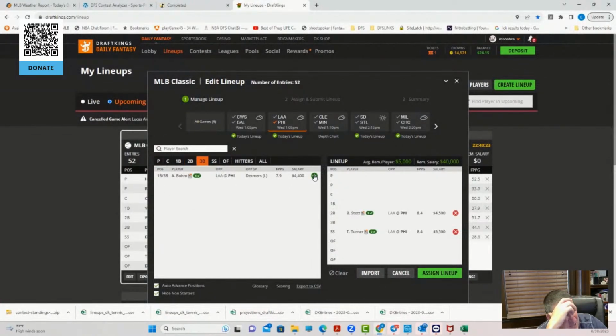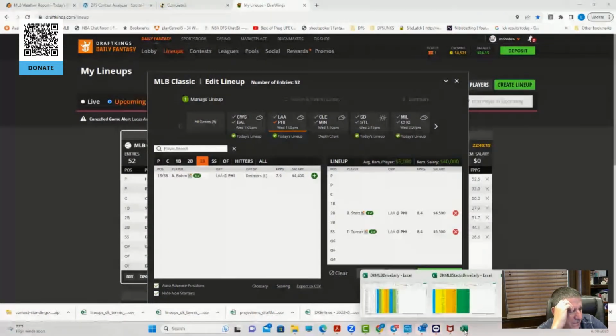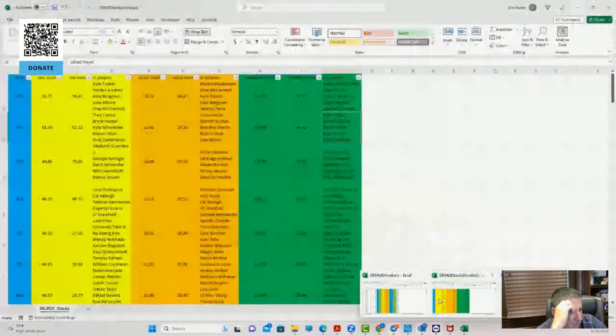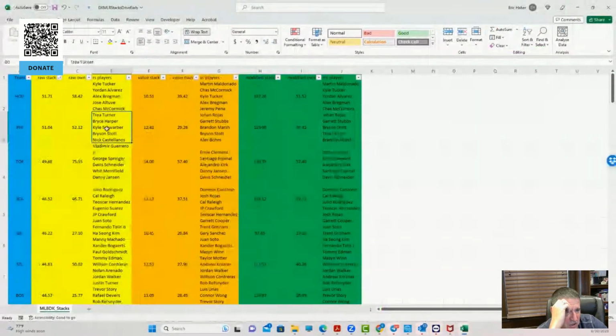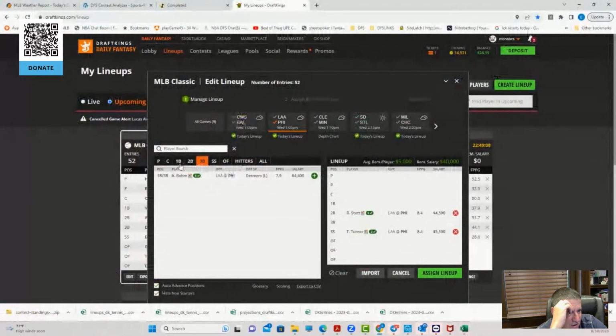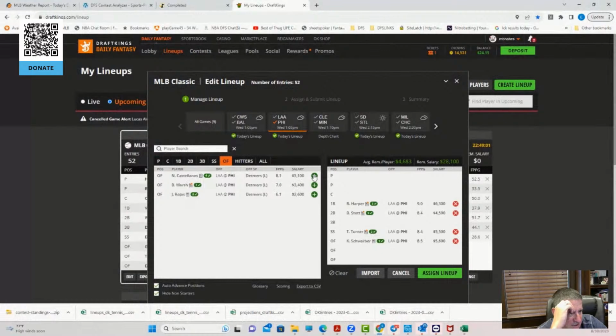And then it really depends on whether you want to spend. For example, let's build with just, we don't care about price. So we'll go Harper, Schwarber, and Castellanos as the rest of it. So let's do Harper, Schwarber, Castellanos, right? This is what a 5-man Philly stack would look like.